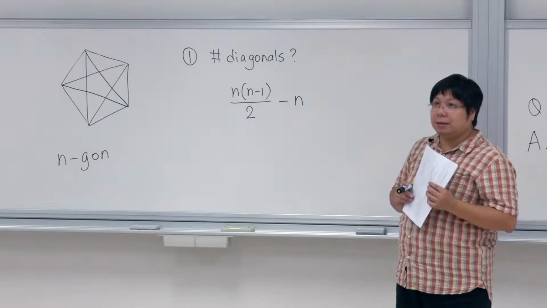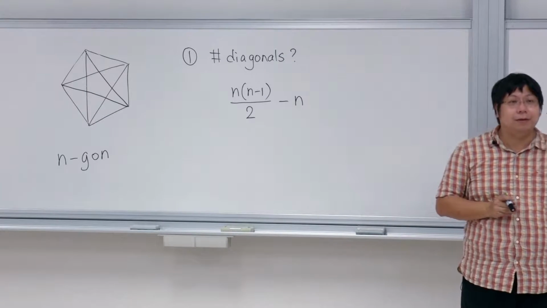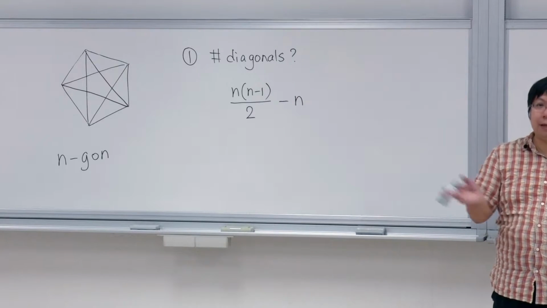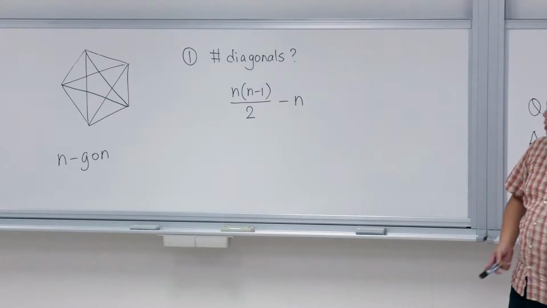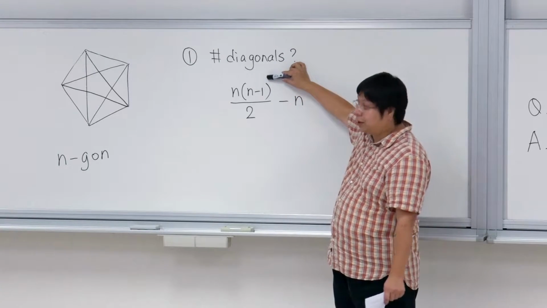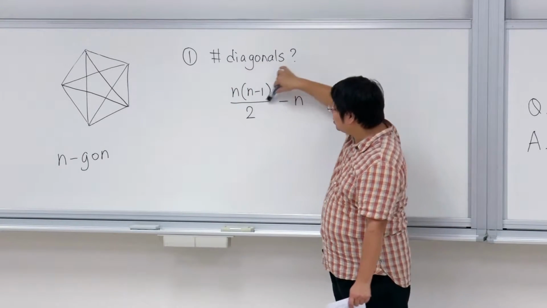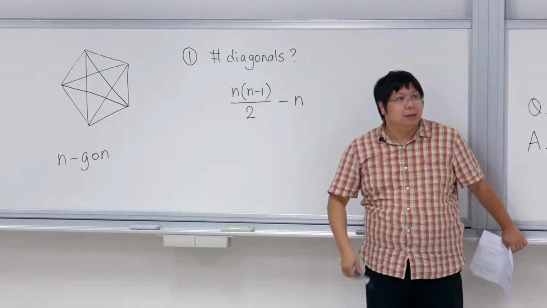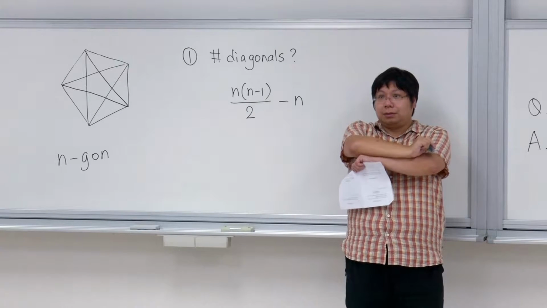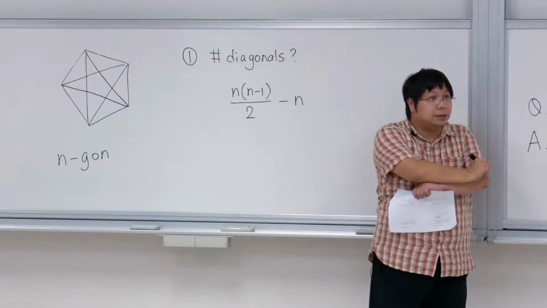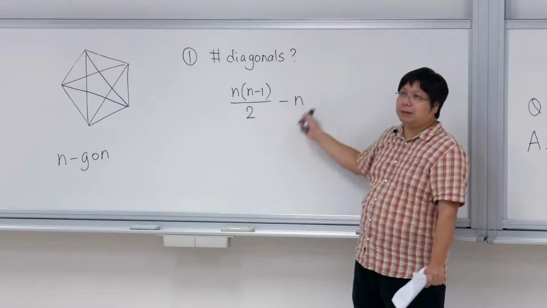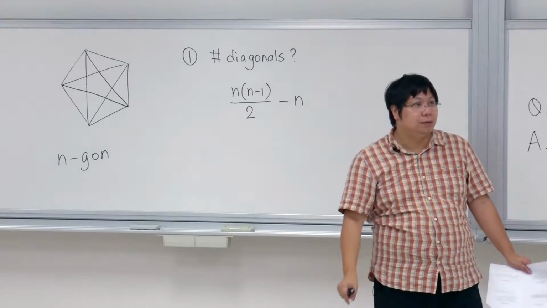To count the number of edges in a graph, you add up all the degrees and then divide it by 2. Each vertex has n minus 1 as its degree. So n of them, the total degree is n times n minus 1. And finally, you divide it by 2 because each edge is counted 2 times. So these are the total number of edges in this graph. But we want diagonals only, so we minus n at the outermost. Okay?